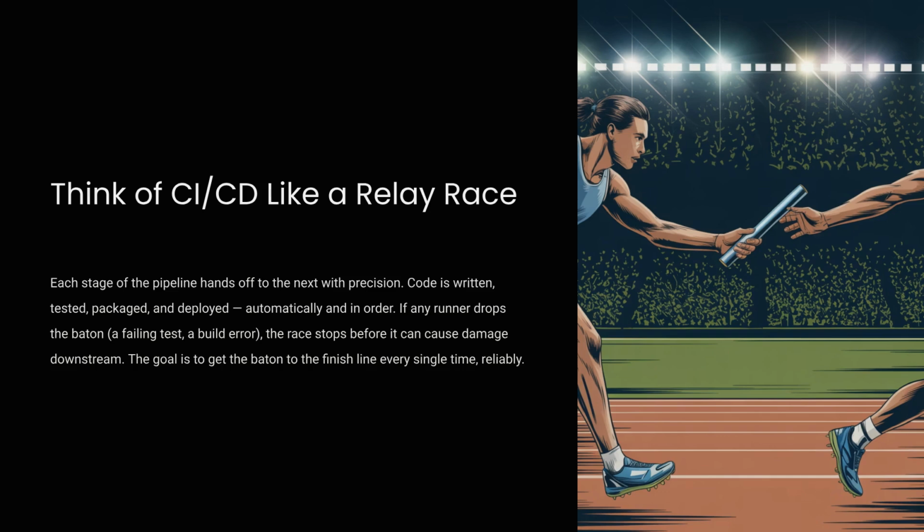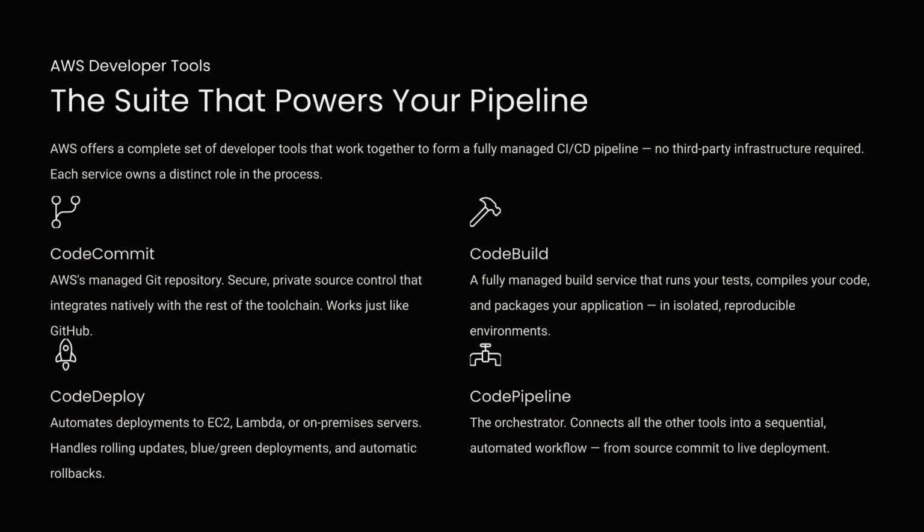Think of CI/CD like a relay race. Each pipeline stage hands off to the next with precision. If any stage fails, like a dropped baton, the race stops before damage can occur downstream. The goal is to get the baton to the finish line reliably, every time.